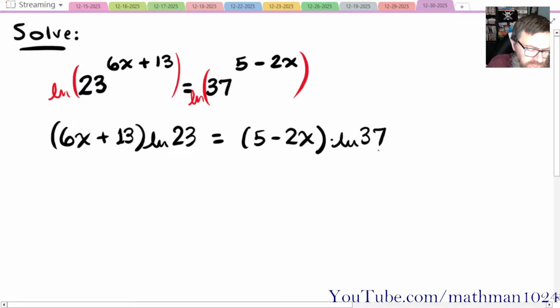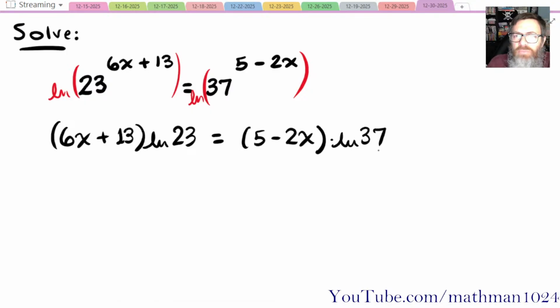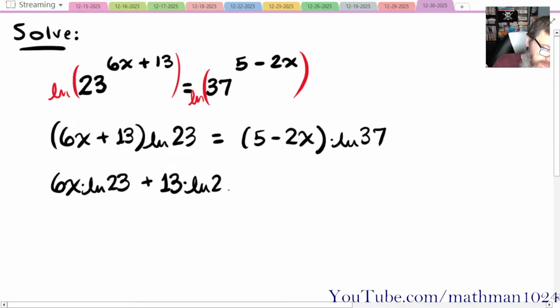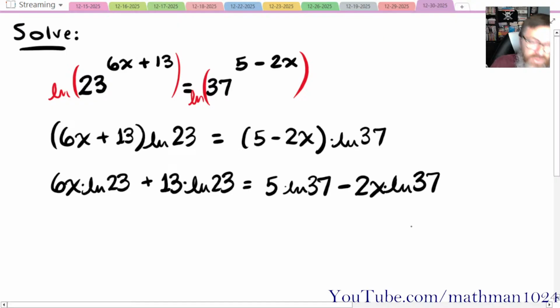And then this becomes just like the last problem that we had. Natural log of 23 and the natural log of 37 are just numbers. And as such, we can distribute those. So we end up with 6x times the natural log of 23 plus 13 times the natural log of 23. On the right side, this is 5 times the natural log of 37 minus 2x natural log of 37.